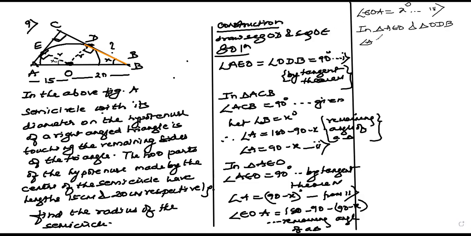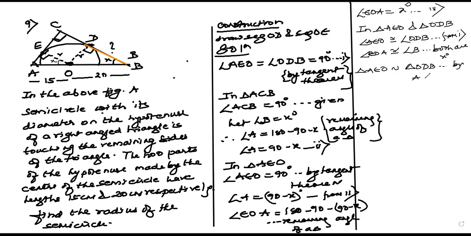Angle AEO is congruent to angle ODB. You can always say from 1. You have made it a point to get this. Okay, both are 90 from 1. And then you can also say angle EOA is congruent to angle B. Both are x degrees. You can see we have proved both are x degrees. Therefore, triangle AEO is similar to triangle ODB by AA test of similarity.